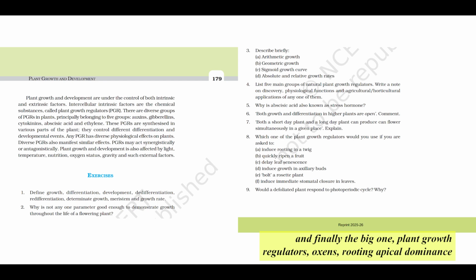And finally, the big one, plant growth regulators. Auxins, rooting, apical dominance, herbicides, gibberellins, elongation, bolting, sugarcane yield, cytokinins, cell division, branching, delaying senescence, ethylene, ripening, abscission, stress responses, the gaseous one, and abscisic acid, dormancy, stress hormone, stomatal closure. We covered their discoveries, effects, applications, and complex interactions. That was incredibly comprehensive. So much detail.